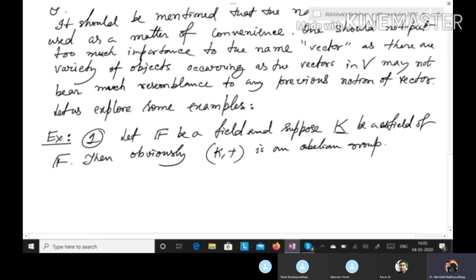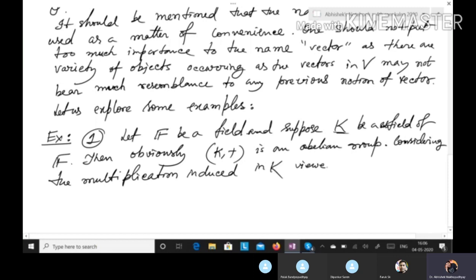That is, considering the multiplication which is already induced from the field F, induced in K, viewed as the scalar multiplication.